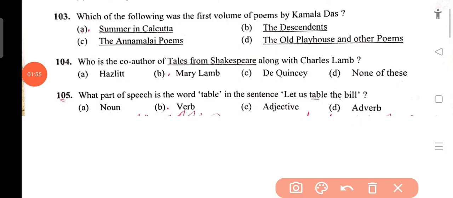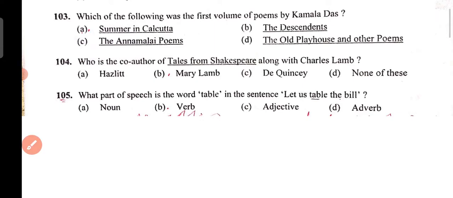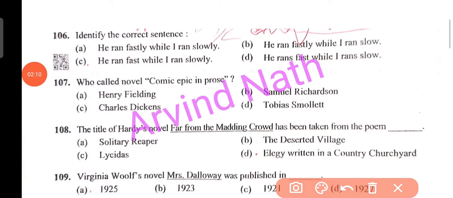Now question number 105: what part of speech is the word table in the sentence, let us table the bill? So it is a verb. Option B will be the correct answer. Now question number 106: identify the correct sentence. Option C will be correct: he ran fast while I ran slowly. It is the correct sentence and the others are not correct.